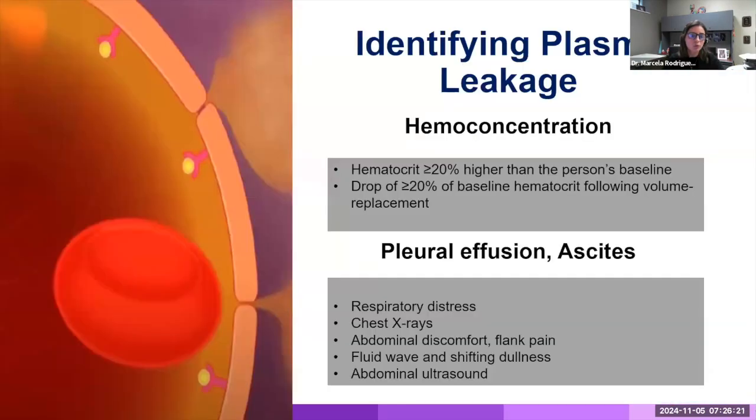You might say, well, how do I identify plasma leakage? Patients with plasma leakage will have hemoconcentration, so they will have a hematocrit more than 20% higher than the person's baseline, or a drop of more than 20% from baseline following volume replacement. They would also have pleural effusions and ascites, which can be represented by respiratory distress, abnormal chest x-rays showing pleural effusions, abdominal pain, fluid wave and shifting dullness, and this can be shown by abdominal ultrasound.